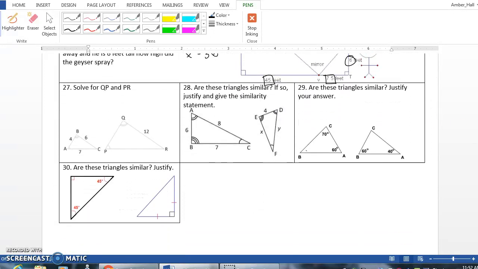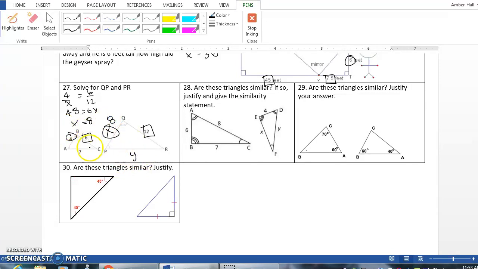27. Solve for QP and PR. QP is right here, and then PR will be Y. Proportions. 4 corresponds with X. 6 corresponds with 12. 4 over X equals 6 over 12. Cross multiply. 48 equals 6X. X equals 8.